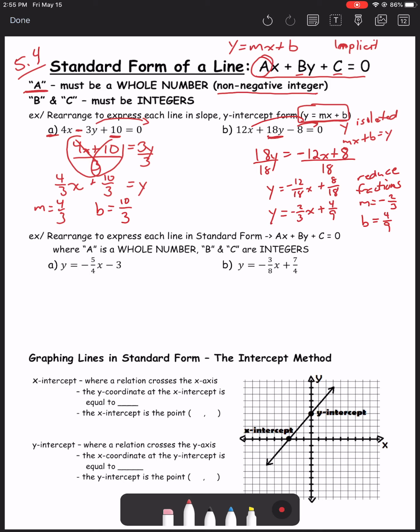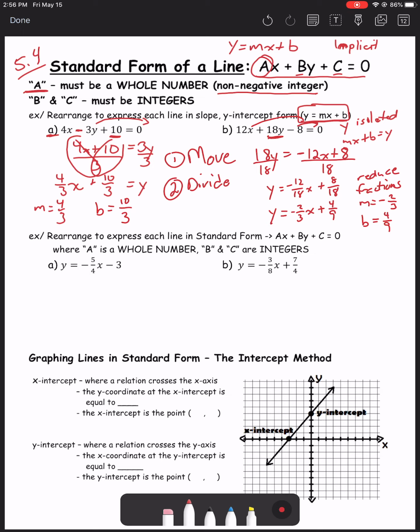Basically, other than the reducing part, there's basically 2 steps. Step number 1 is move something. Either move the y term or move the other 2 terms, but you've got to move something to the other side. And then step 2 is divide by the coefficient. So that's it. 2 steps, move and then divide.